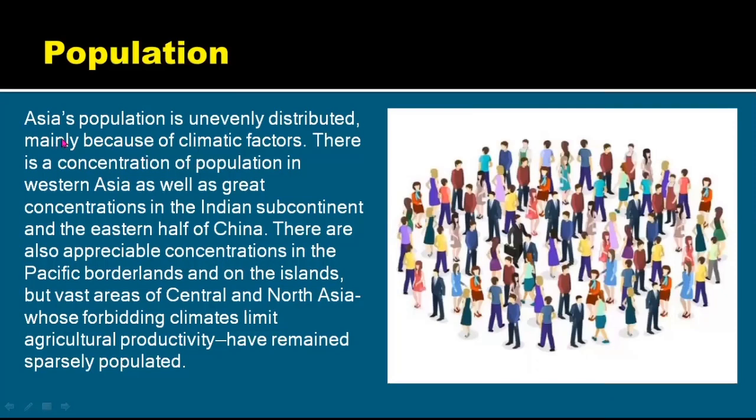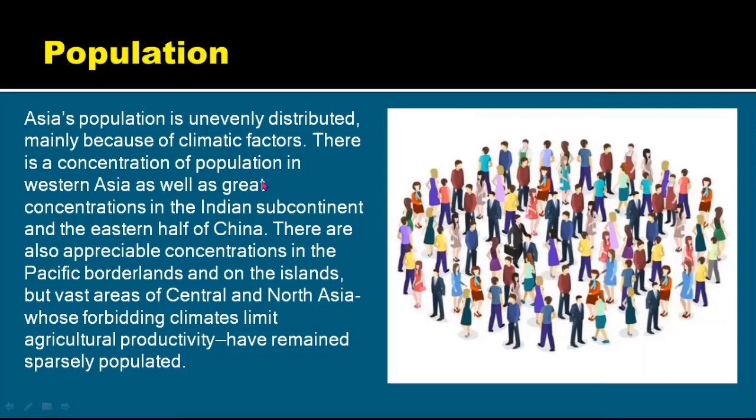In terms of population, Asia's population is unevenly distributed, mainly because of climatic factors. There is a concentration of population in Western Asia, as well as a great concentration in the Indian subcontinent and in the eastern half of China. So it has a diverse population, with different characteristics, because different parts of Asia have different climatic conditions. That's why the population differs here. There are certain locations where a high number of people live, and some places where there is almost no population or sparse population.